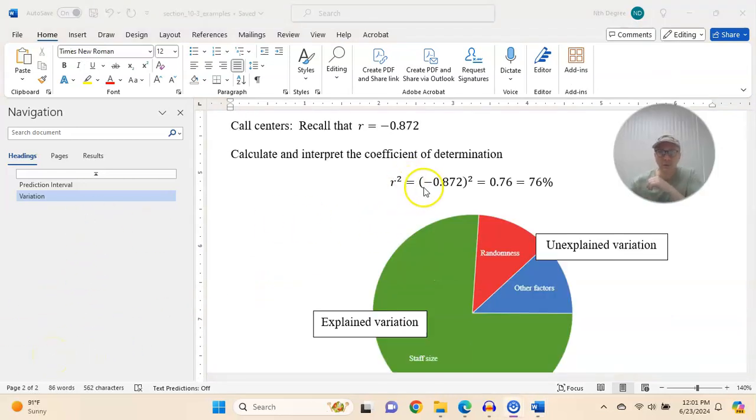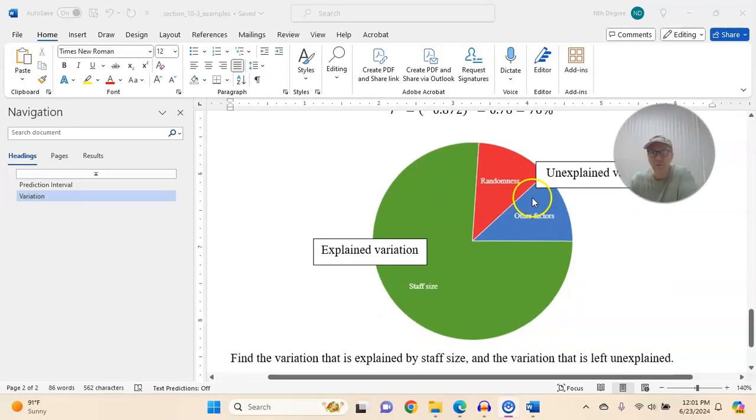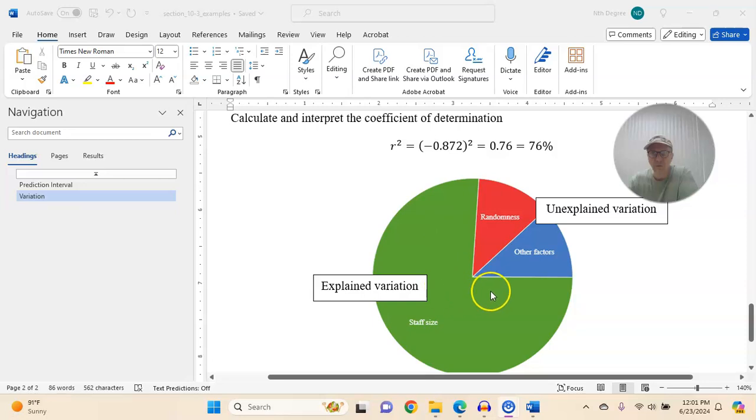So r squared is this negative 0.872, the whole thing needs to be squared so that the square of a negative number becomes a positive number. We end up with about 0.76, aka roughly 76%. And that is why, when you look at this pie chart, I drew the explained variation as about 3/4 of the pie.